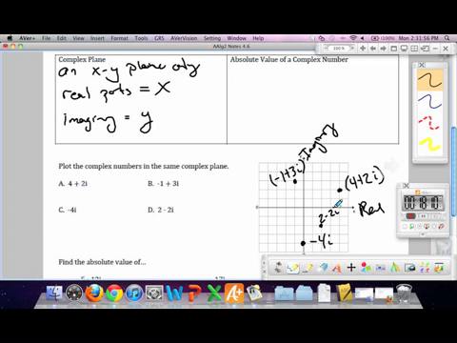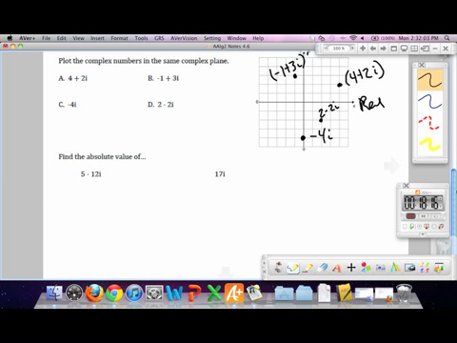What's the absolute value of a number? What does that represent? If I have a real number, it's the distance to 0, right? So the absolute value of an imaginary number is the distance to the origin. It's the distance to 0.